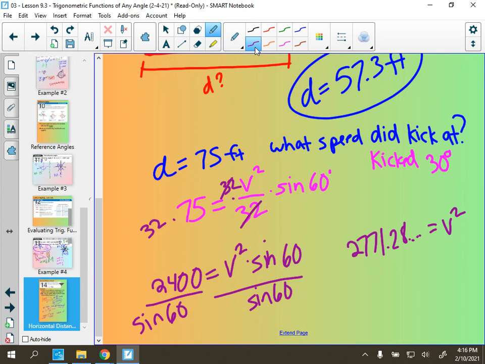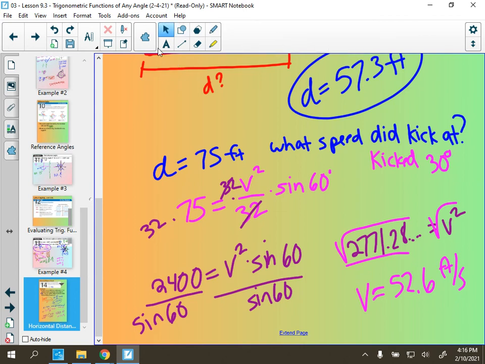And then how would we finish that? I need to square root both sides. So on my calculator, I can push square root of second answer, and that allows me to stick this right underneath the square root without clearing or anything like that. And so we kicked this ball apparently at an initial speed of about 52.6 feet per second. So just a different look. Like I said, I'm burnt out myself, so it's kind of a long lesson. But yeah, there we go.